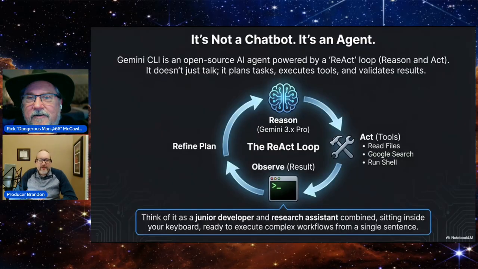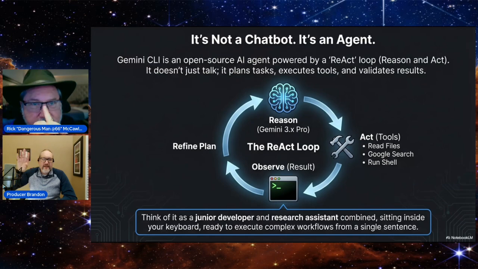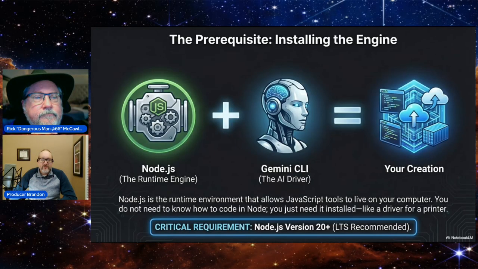Gotcha. So it's not a chatbot, it's an agent, and it follows the ReAct protocol. It's going to reason using Gemini, read your files, observe what it's doing, and refine as necessary. All you need to know is it runs on Node.js, which you can install for free. Then you install Gemini CLI, and you get your output.